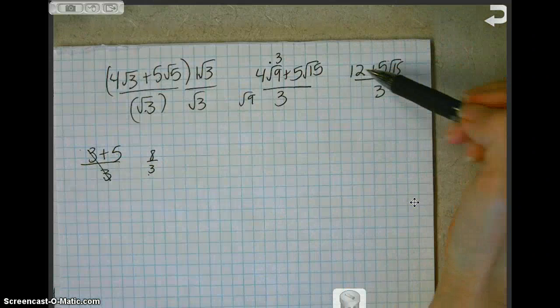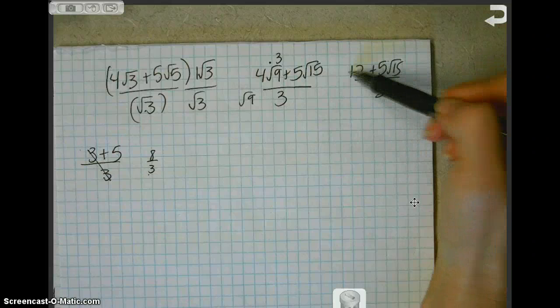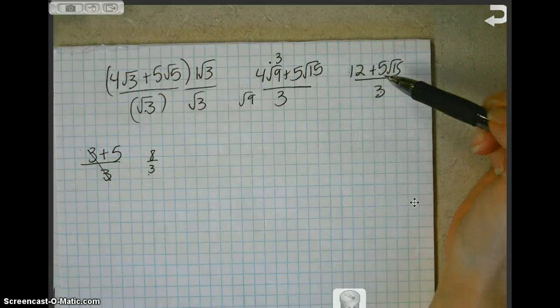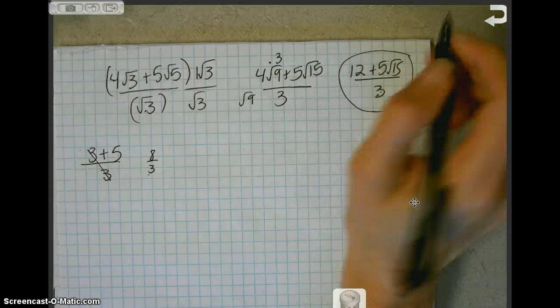Then you need to say, there are 3 terms. Will something go into all 3? Does the 3, the 5, and the 12 go into that? No. And so this would be your answer.